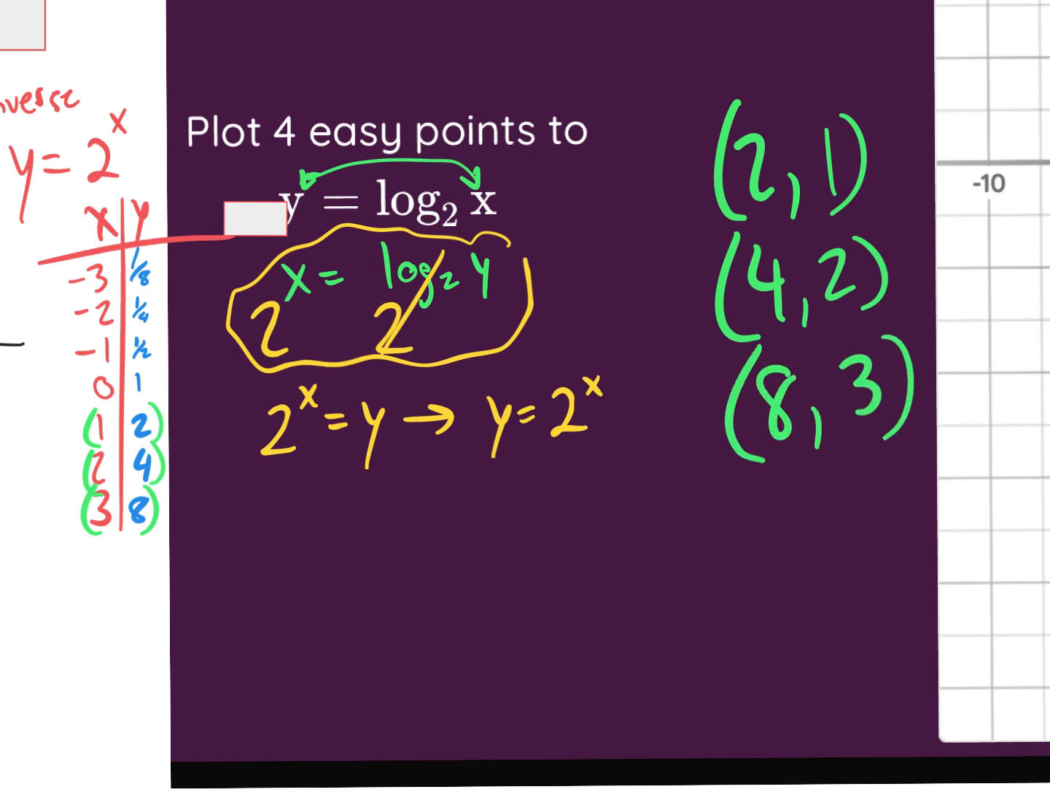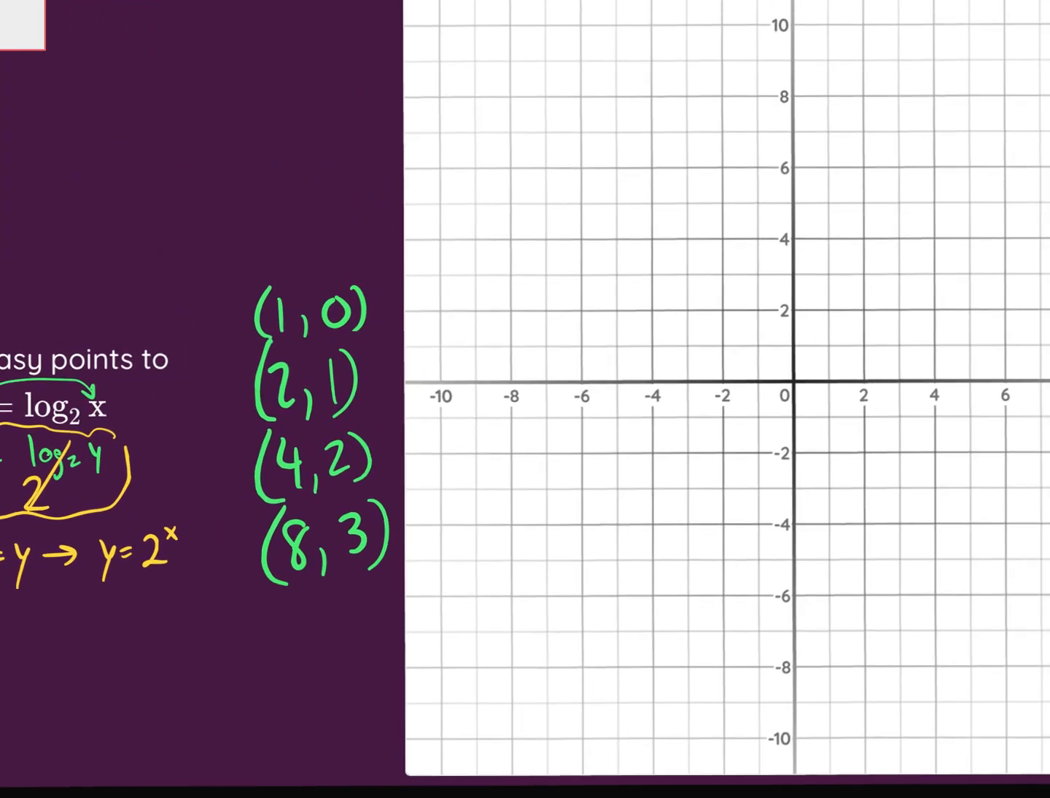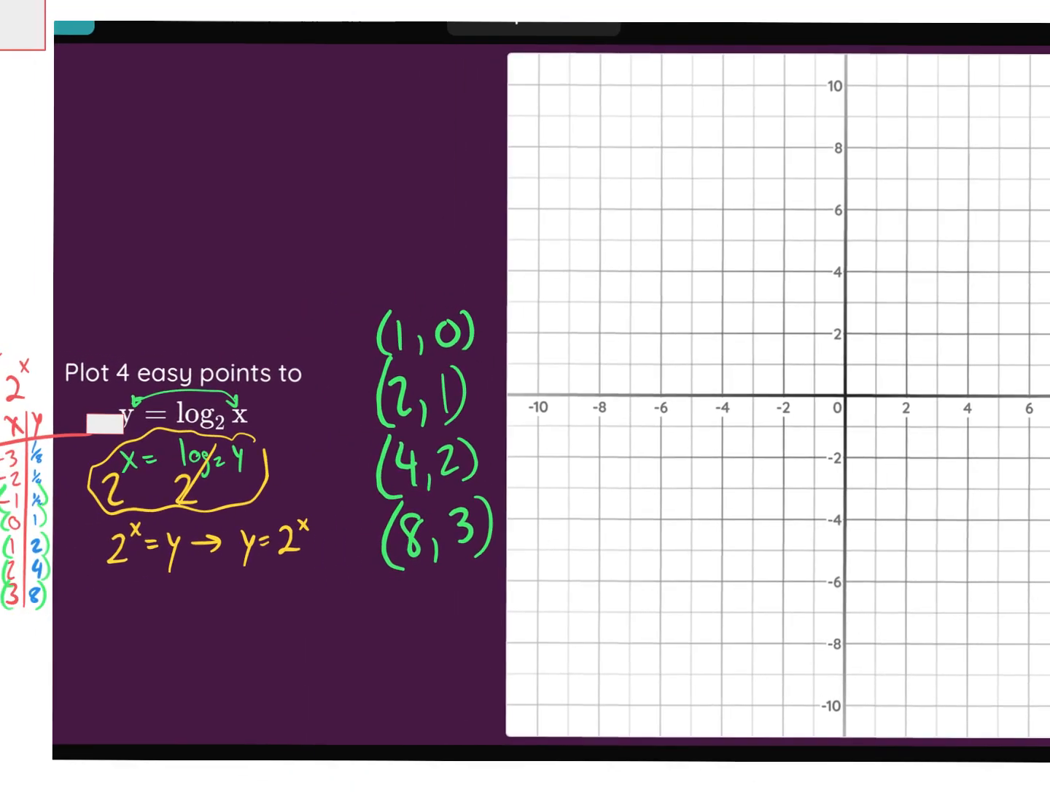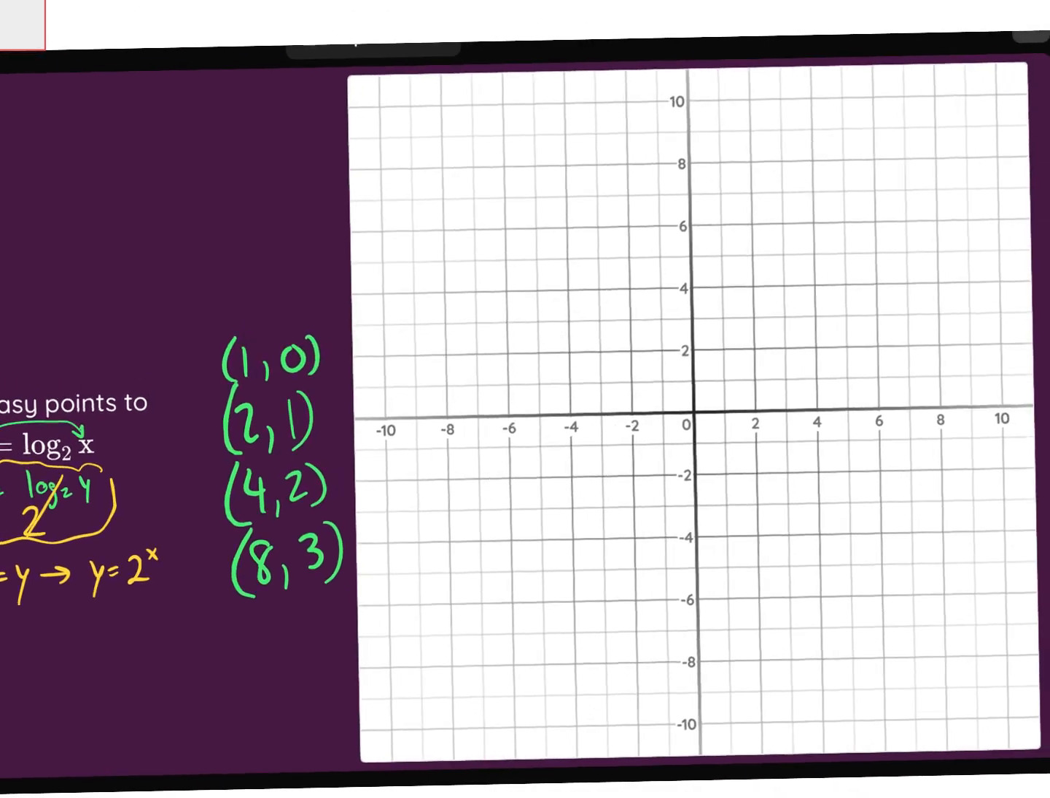Now, I guess I could do 1, 0 and switch it. That'll be a 1, 0 instead of 0, 1. Now, if I did the -1 and half, switch that, that'd be half and -1. You're not going to be able to do that on the quizzes. So just with those 4 points, you'll be able to see your graph. It says plot 4 easy points, and those are 4 easy points.